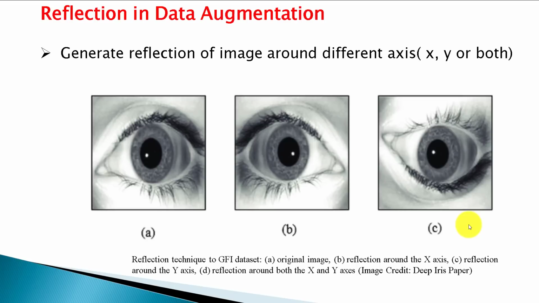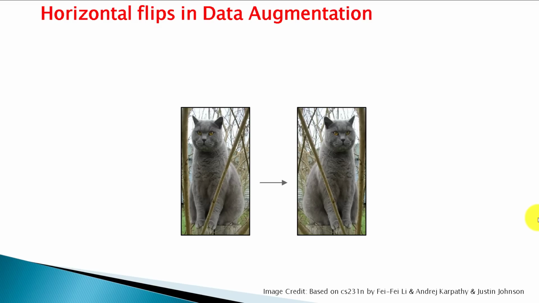This slide shows horizontal flips in data augmentation. Flips can be horizontal or vertical. In horizontal flips, the image is flipped horizontally.